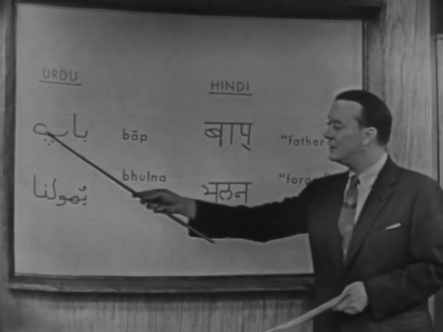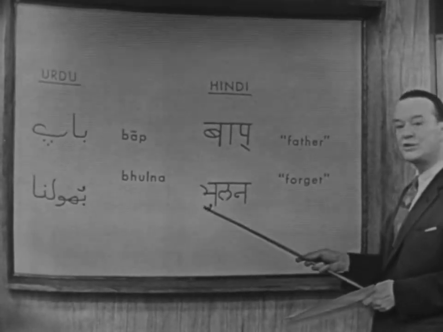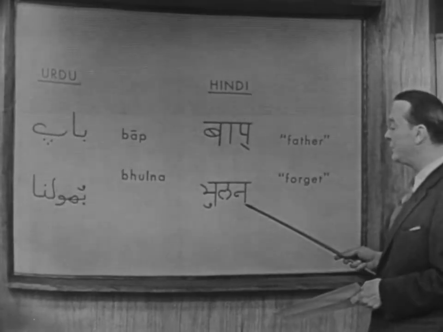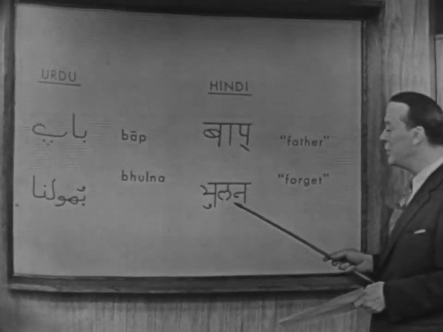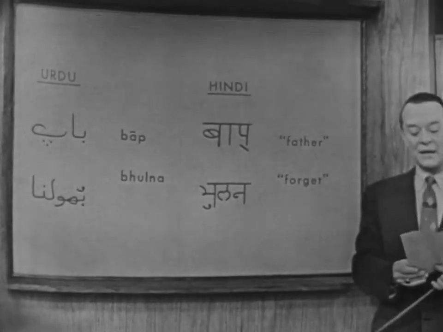Here's what it looks like in the Urdu. Bulna, meaning forget. Again, in the Devanagari, this is a BH and this is a U. This is an L, so I read bul, na. And since there is no mark under that, I don't read it na, I read it na and don't read it bul, but bulna. In other words, a combination of syllabary and alphabet.